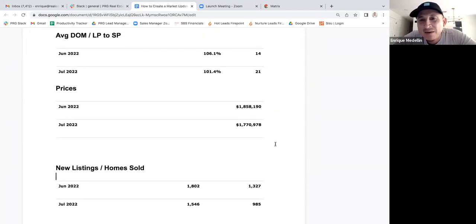And you see what I did is I didn't read the stat exactly, because when you read the stat exactly, like 1,858,190, there was 1,700,000, you don't want to do that. You want to just summarize it. Homes sold around 106%, about 6% over asking. Then homes sold about 1.4% over asking. So try to abbreviate it as much as possible and just get to the point so you don't confuse people. Who would like to take a stab at explaining the stats?